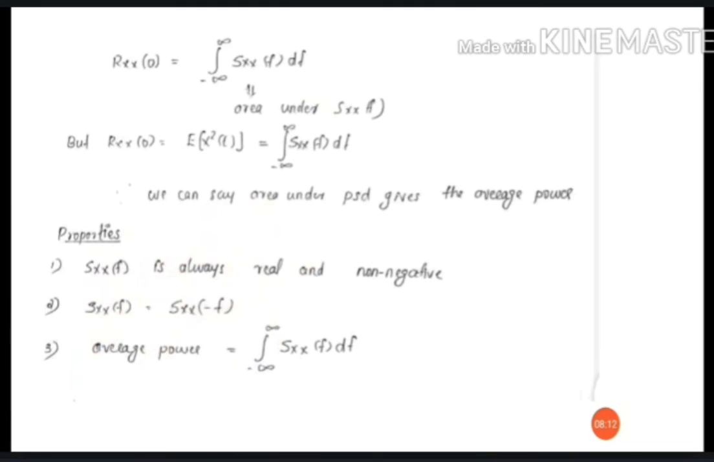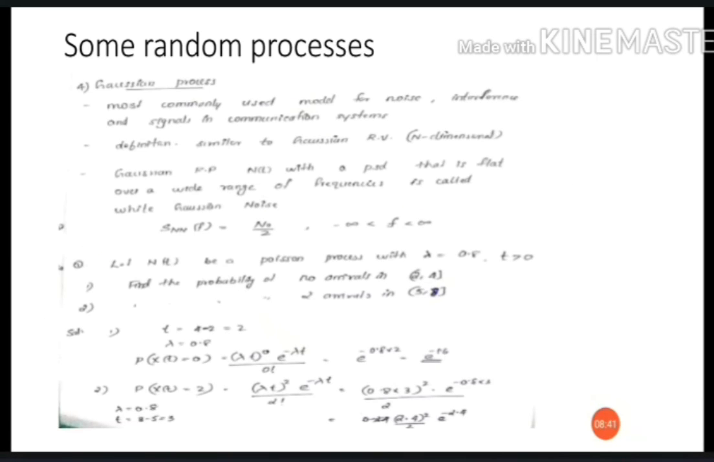Talking about the power spectral density, we can say that the area under the PSD curve gives the average power. Some important properties of the PSD, which we denote as S_x(f): it is always real and non-negative, S_x(f) equals S_x(minus f), and the average power equals the integral from minus infinity to infinity of S_x(f) df.